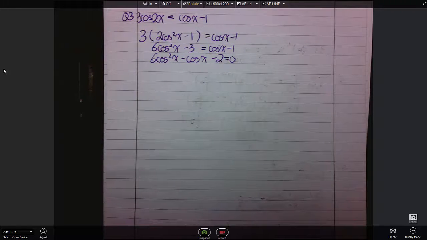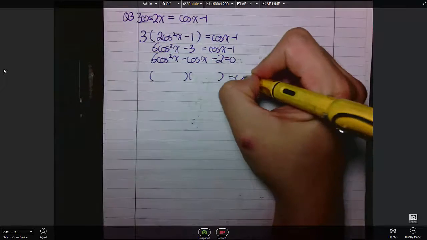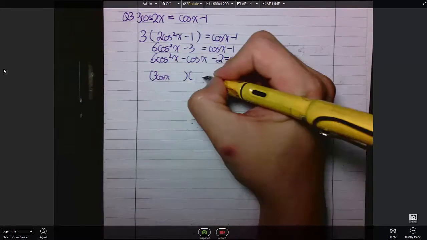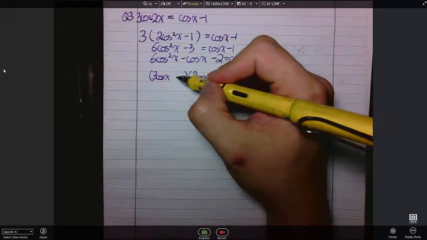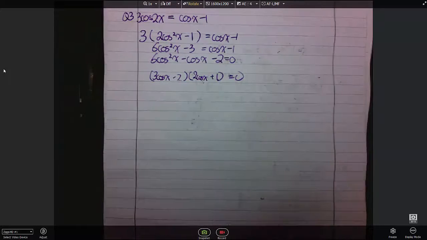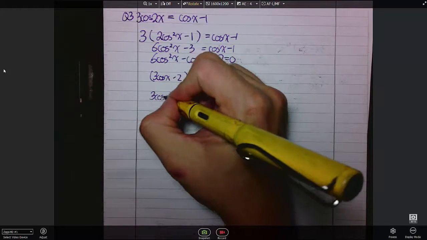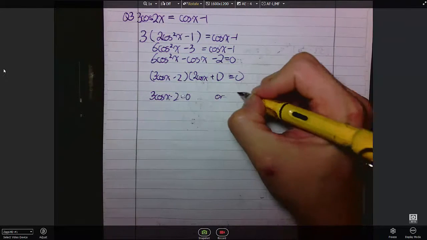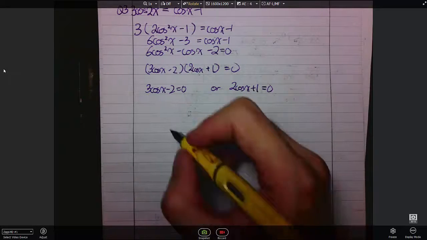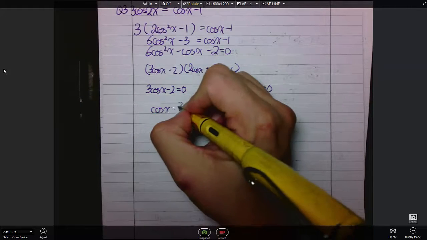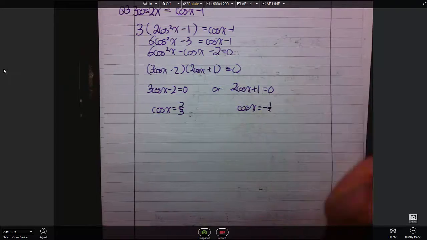This is where you get something like a quadratic equation. So what we have to do is factorize: 3 cosine x and 2 cosine x, and with 3 and 2, maybe it is minus 2 plus 1, like this. Then what we get here is 3 cosine x minus 2 equals 0, or 2 cosine x plus 1 is equal to 0. So cosine x is equal to 2/3, or cosine x is equal to negative half.